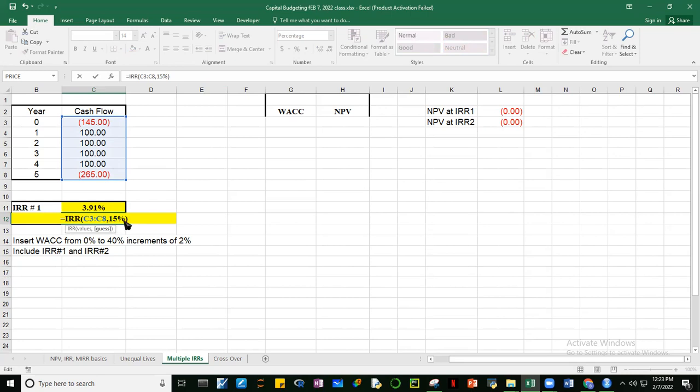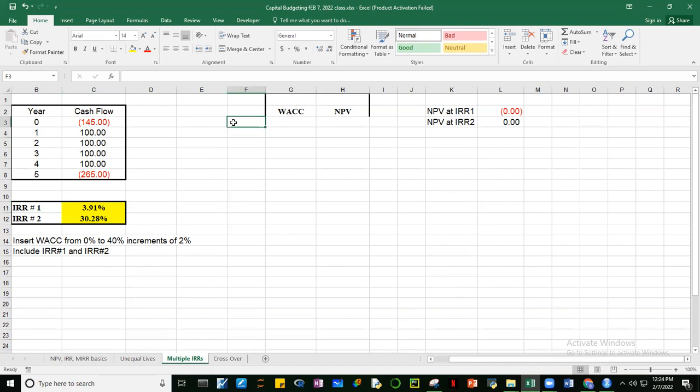Taas ko pa 15%, let's see. Yun. Okay, nagbago na, no? So dalawa yung IRR natin. Yung isa 3.91, yung isa 30.28. And we know that at 3.91, okay, the NPV will be 0. Ganun din at 30.28% na IRR. Okay, so what we do now guys is to plot natin yung NPV profile natin, no?